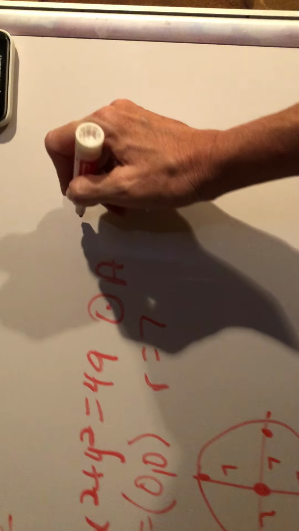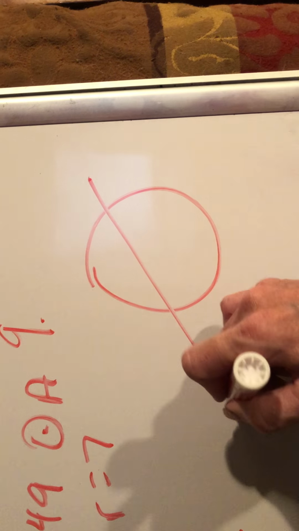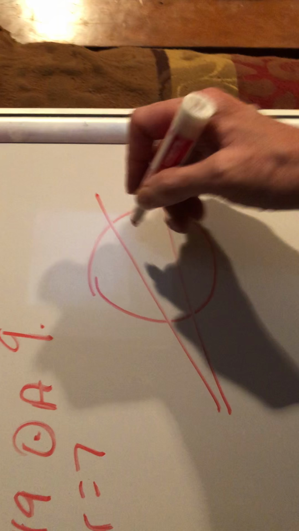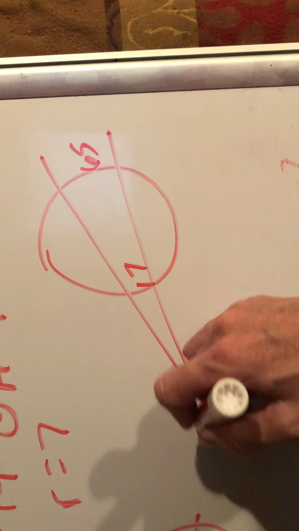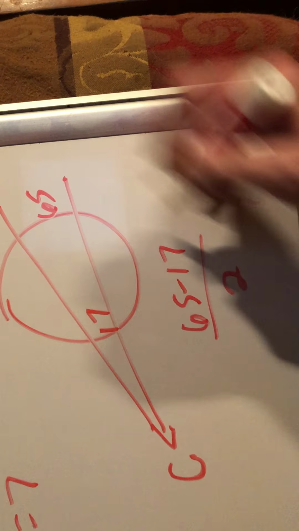Number 9, you're finding an exterior angle. You've got a circle like this with 2 secants. One arc is 65 degrees. One arc is 17 degrees. You want this angle out here. You want angle C. So you do 65 minus 17 divided by 2.